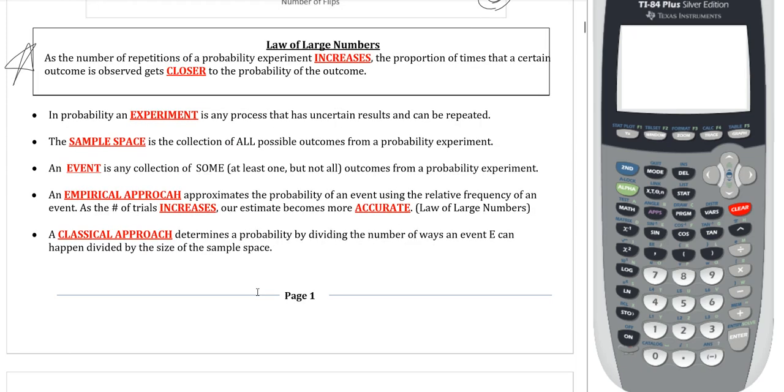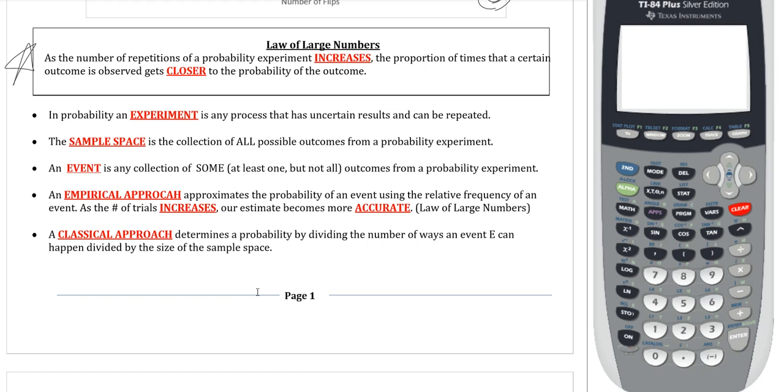Now, there are some other terms here that we have before we go into some problems with statistics. In probability, we call an experiment any process that has uncertain results that can be repeated. Now, that doesn't mean that we don't know at all what could happen. It just means we don't know what's going to happen. I know when I flip a coin that I'm either going to get heads or tails. I just don't know when I flip that coin which one I'm going to get. That's what we mean by uncertain.